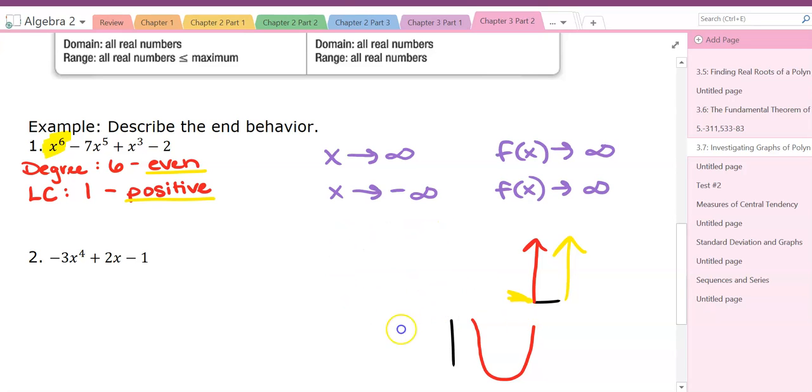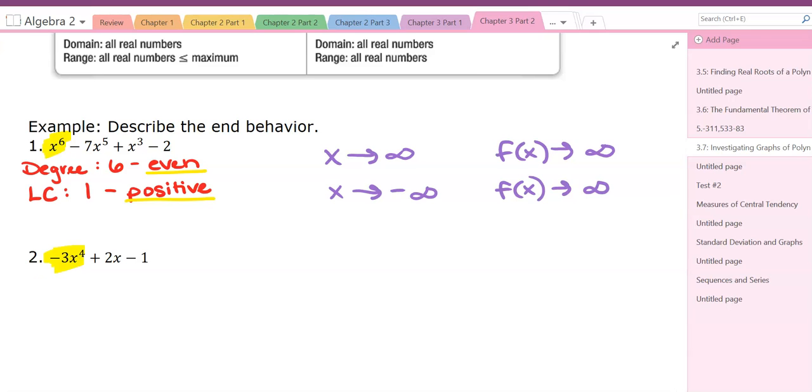So let's take a look at number 2, and then I'll get you guys some to try on your own. So this one, you've got negative 3x to the fourth plus 2x minus 1. Look at that first term. What's the degree of this term? Good, 4. Is that even or odd? Even. What's the leading coefficient? Negative 3. Is that positive or negative?